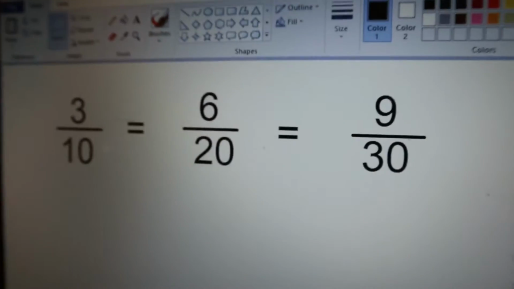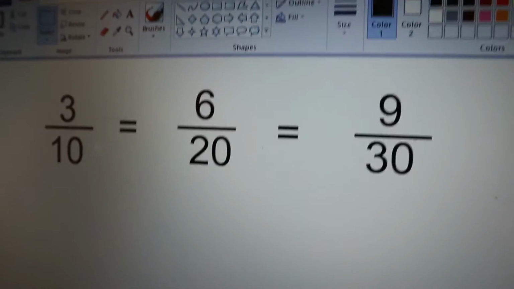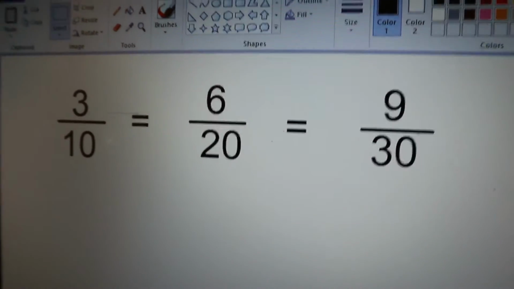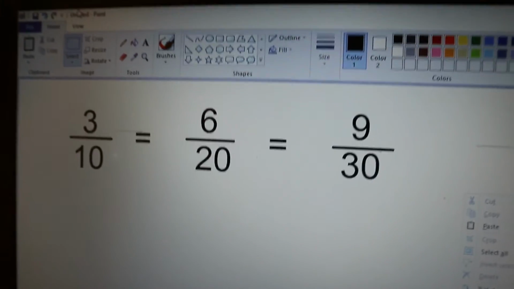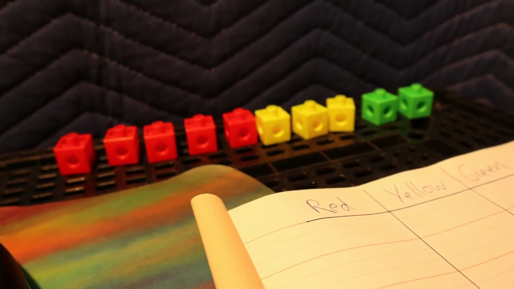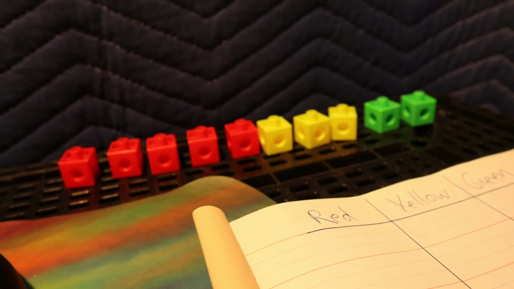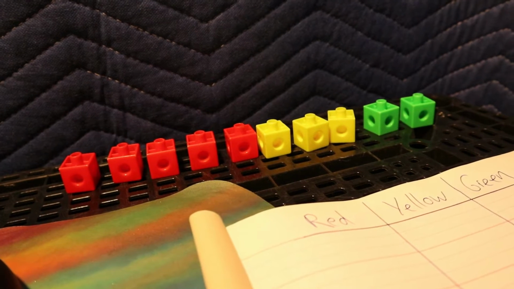Now, that's what we call theoretical probability, what should happen in theory. But that might not necessarily happen in real life. So what we're going to be doing today is calculating probabilities based on an experiment. We're going to be calculating the experimental probability of different games.